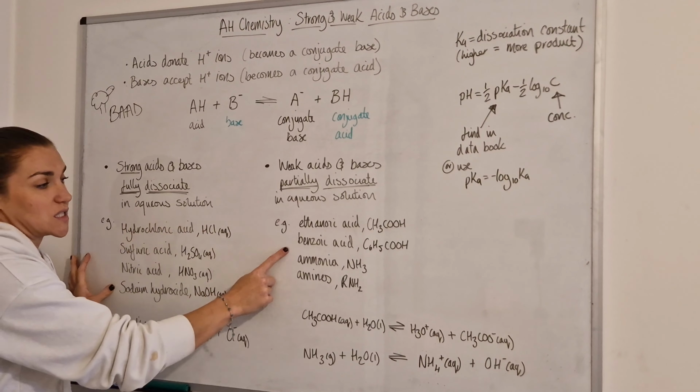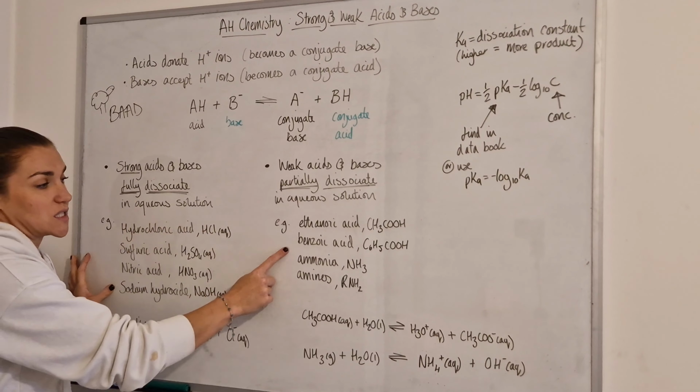With the exception of ammonia. So ammonia is the only weak base that you really come across. Also, amines can act as weak bases as well. They're organic molecules that have an NH or an NH2 group. Okay? So you're really looking for the nitrogens to act as a weak base. So they're the main ones.